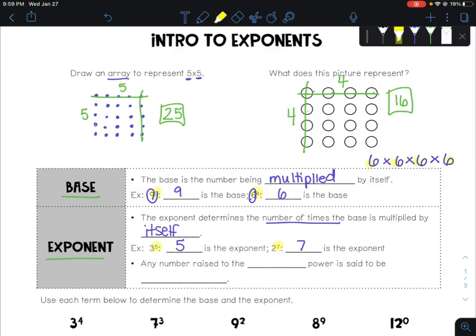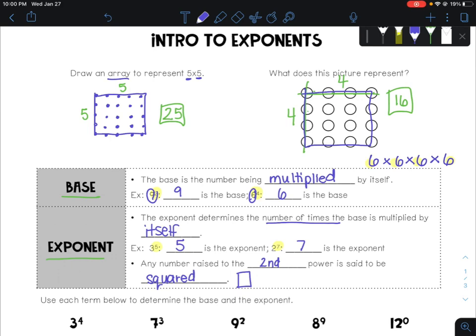Okay? A special case is when you have an exponent of 2, when it is raised to the second power. And we call that being squared. So now you should be thinking squared makes you think of the shape, a square. So if you go back up here, these arrays are showing you where that term is coming from. So if I do this out, 5 by 5, that would be a square. This is 4 by 4, it's a square.